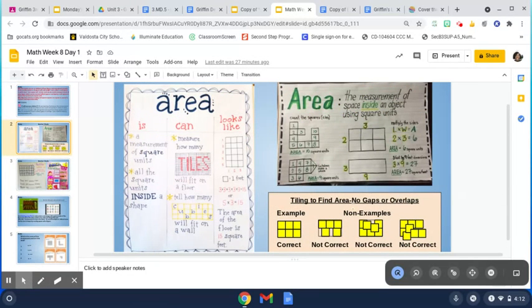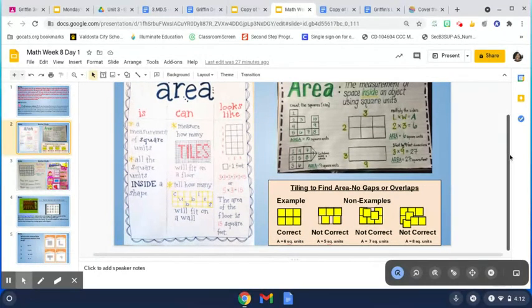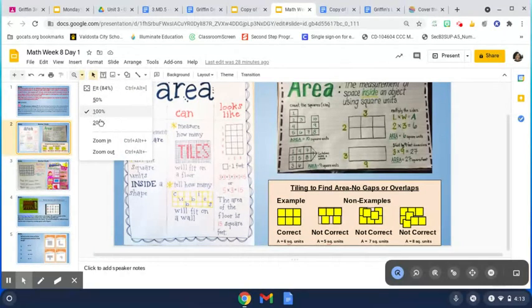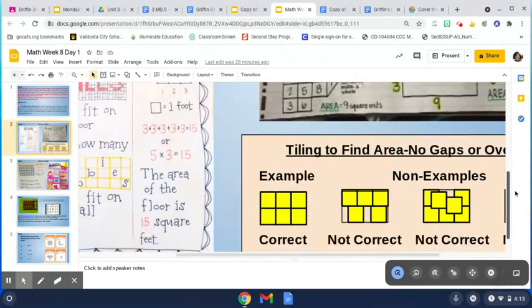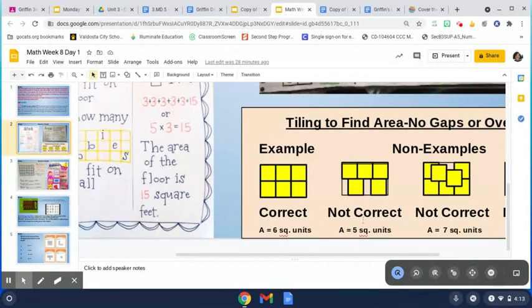Okay, so you see here when we tile, and we're just talking about the square units, this example right here is showing you correctly that this is 6 square units. Okay, this example is incorrect. Let me make it bigger. Move it down. This example is incorrect because you have gaps, spaces here.